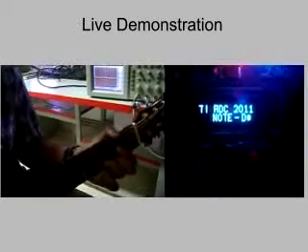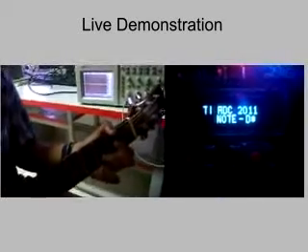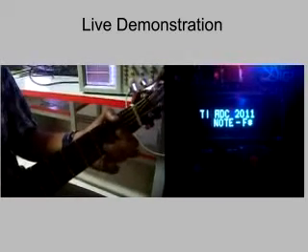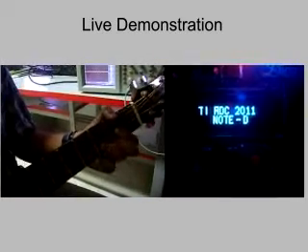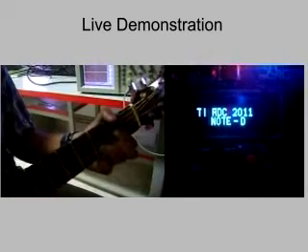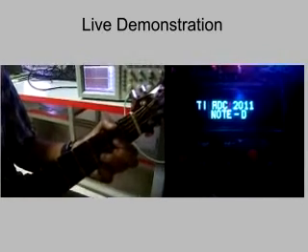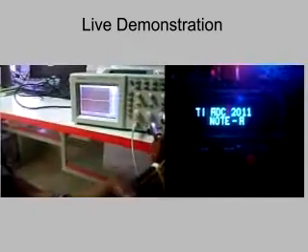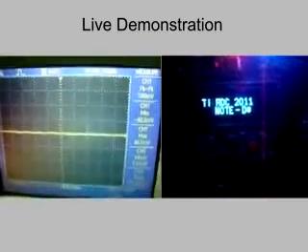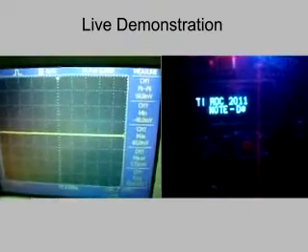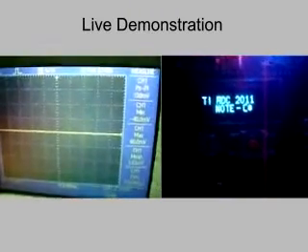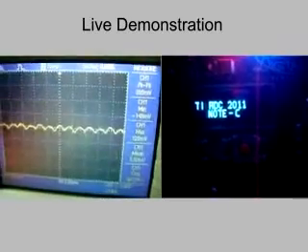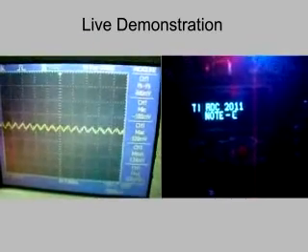Now I'll play note F sharp on my guitar, note D, note A. I'll play chord A minor consisting of notes C, E and A. Note C, note E, note A.